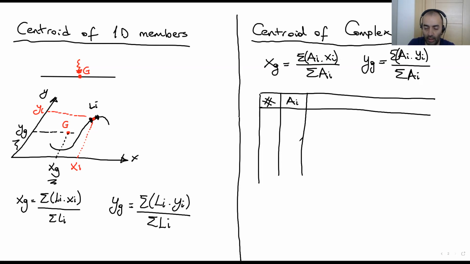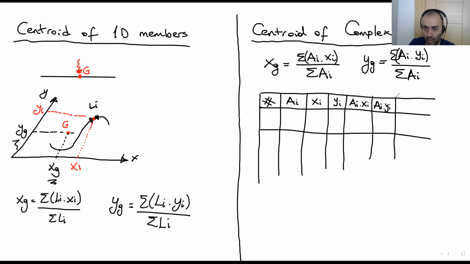Then the X coordinate of a small member, the Y coordinate of a small member. Okay. Then right here, you can see AI times XI. Calculate AI XI for each row here, and AI times YI. Okay.